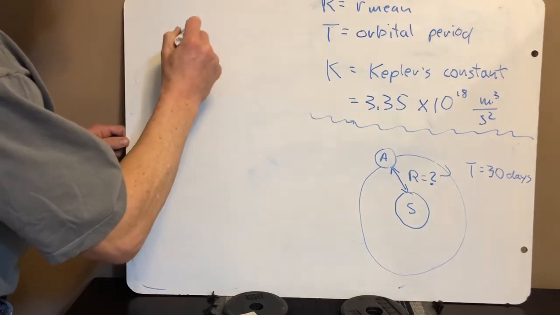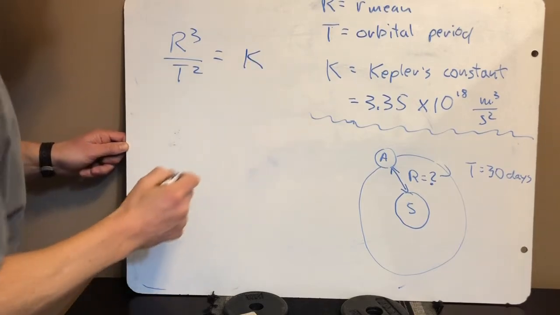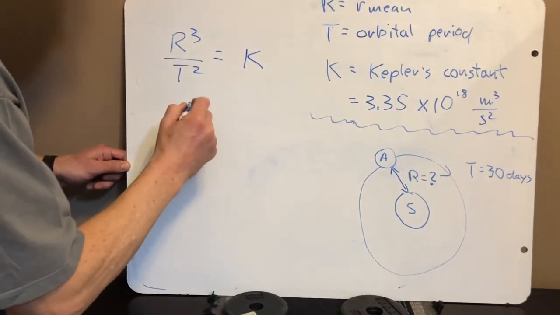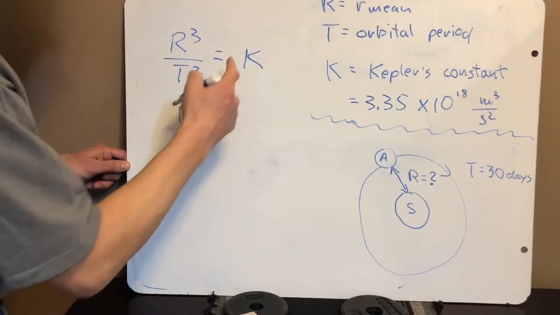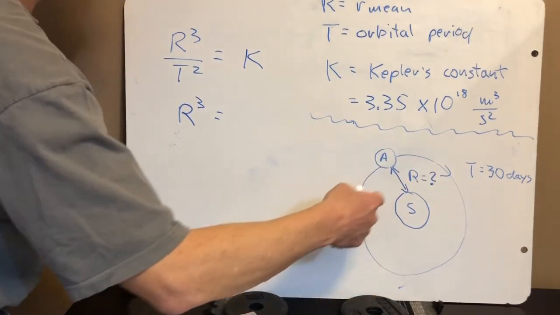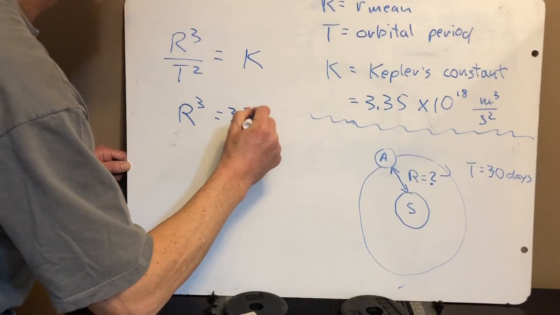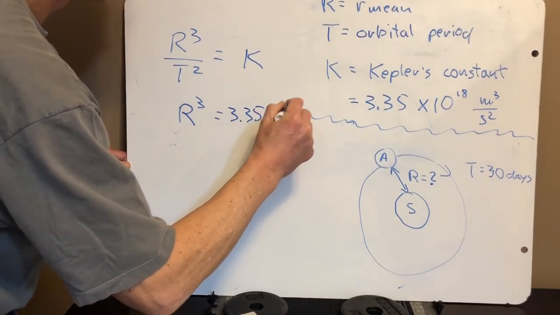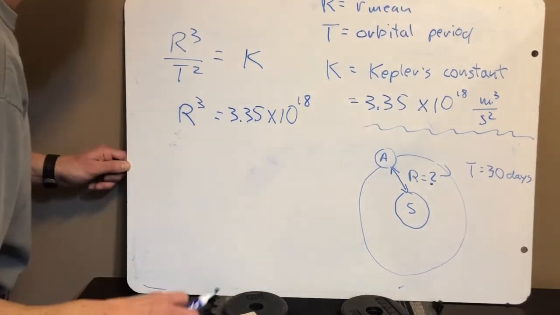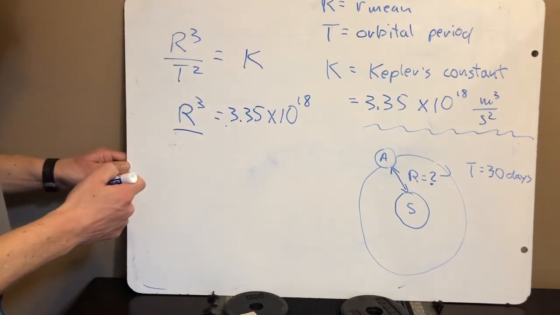What do we know? Well, we know that r cubed over t squared is equal to k. Okay, r, that's what we want to figure out. K, we're talking about something in a solar orbit. It's orbiting around the sun. So there's what k is equal to. And what is t squared?